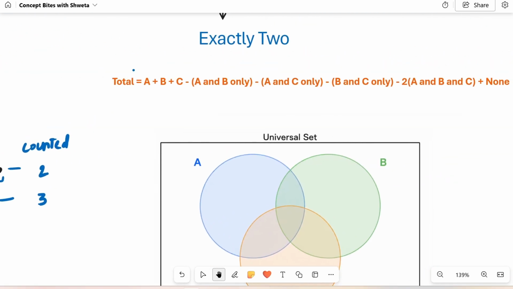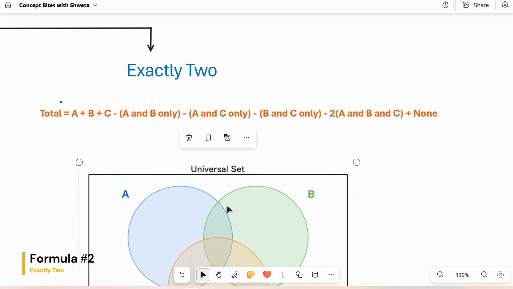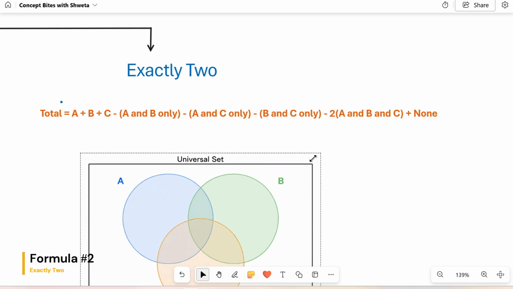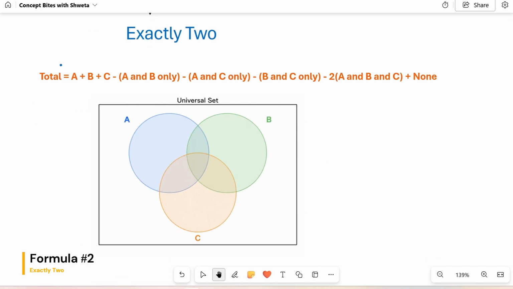Now, when will you use the other formula? That is where it doesn't talk about at least two. In the question itself, it talks about exactly two. Example, it would say something like only music and dance. So it is talking about two categories only, which is when this formula will make sense. And again, we'll derive this. This is also as simple as the first one.